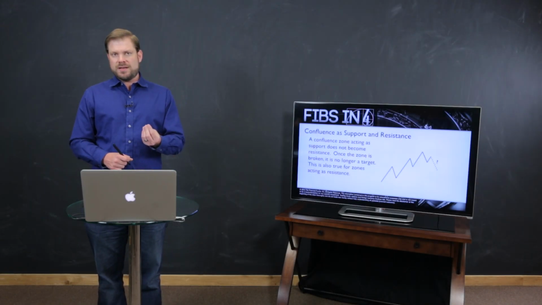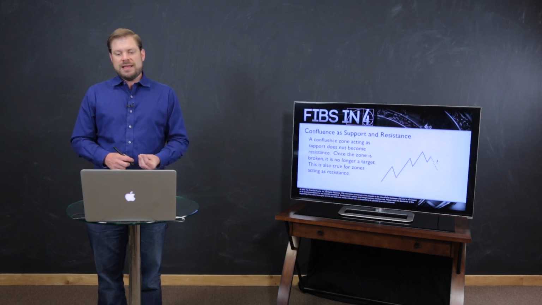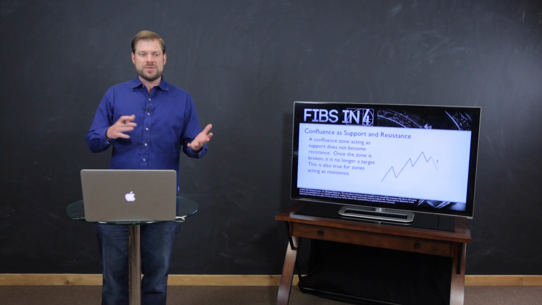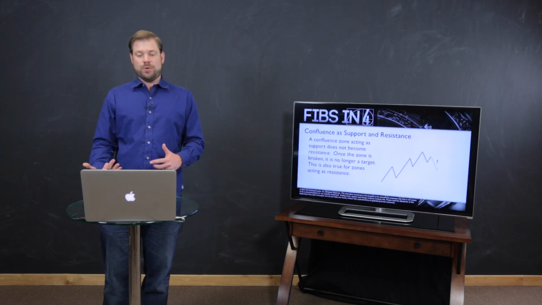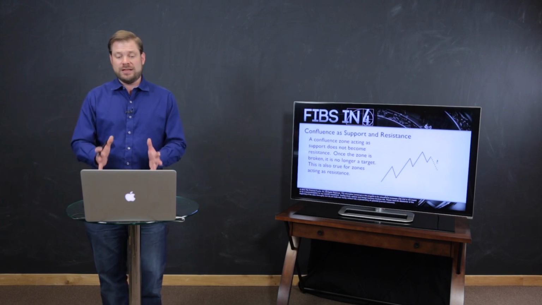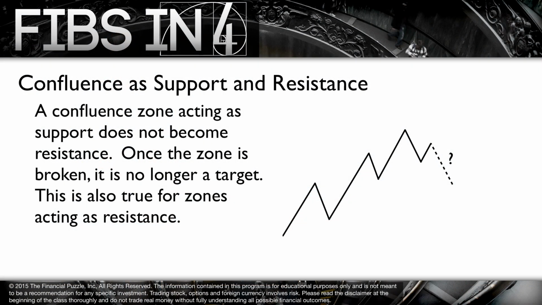Now, this particular screen brings up an interesting question that I often ask students, which is, can confluence, which we might confuse or even label as support and resistance, can confluence as old resistance become new support? And the answer is emphatically no. A confluence zone acting as support cannot become resistance. Once the zone is broken, it is no longer a target. It's also true for zones acting as resistance. And let's ask ourselves why.